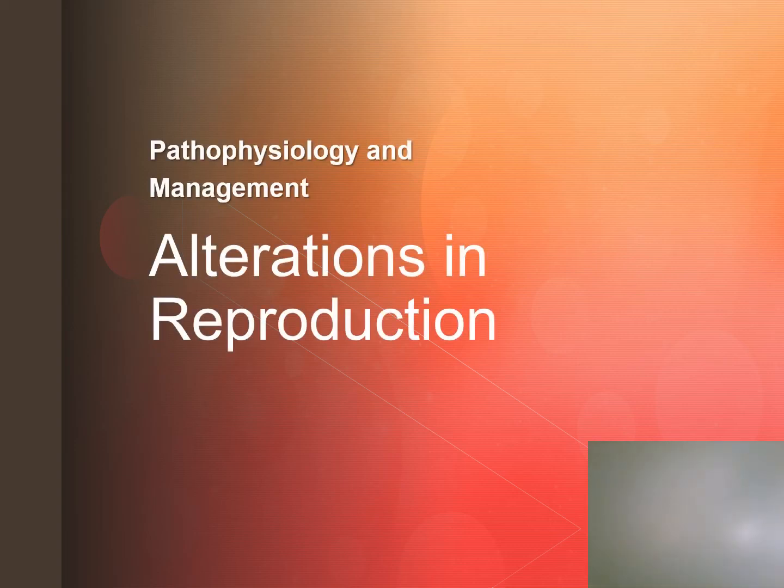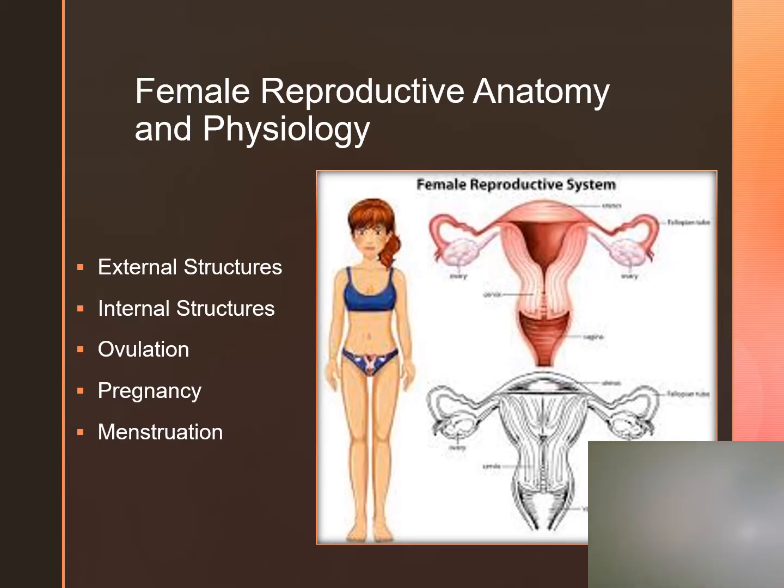Alterations in reproduction, pathophysiology, and management. Although the reproductive systems are formed during the embryonic stage of life, they're not functional until puberty. It's at this time that an individual will begin sexual maturity and develop the gender-specific characteristics and ability to reproduce.